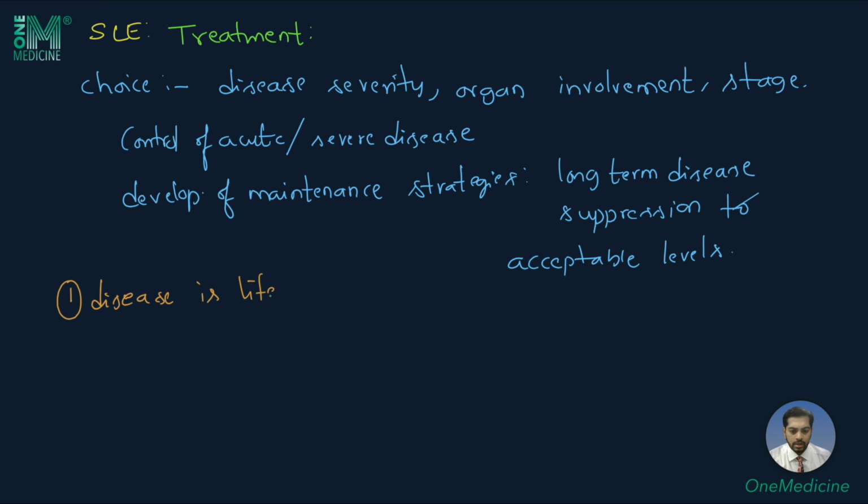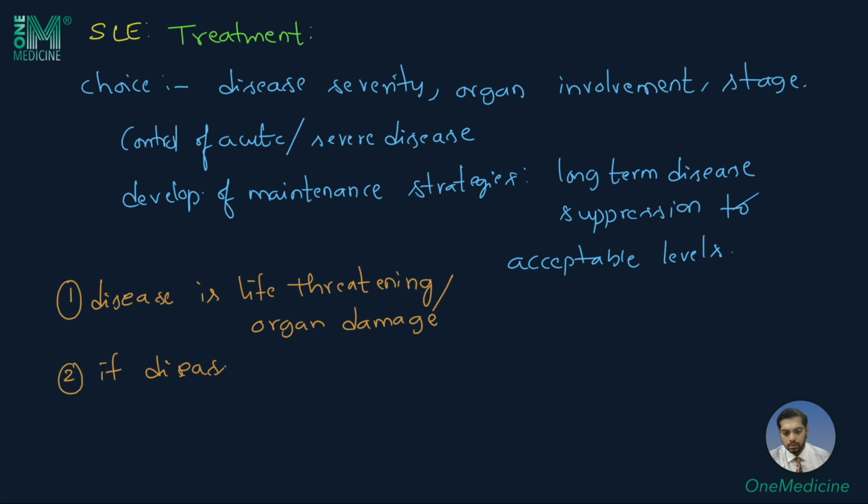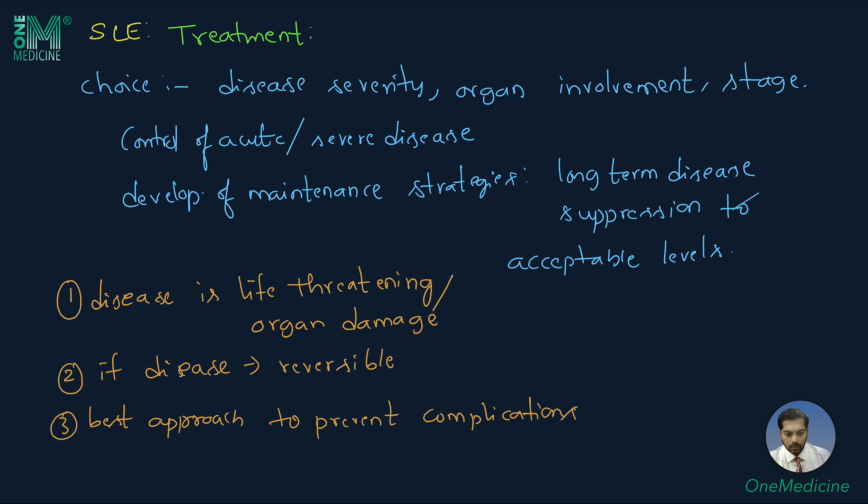These treatment decisions are mainly based on whether the disease is life-threatening or is causing organ damage, if the disease process is reversible, and the best approach to prevent complications of the disease and therapy.